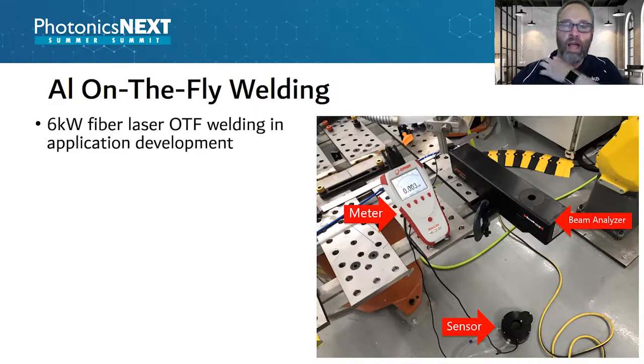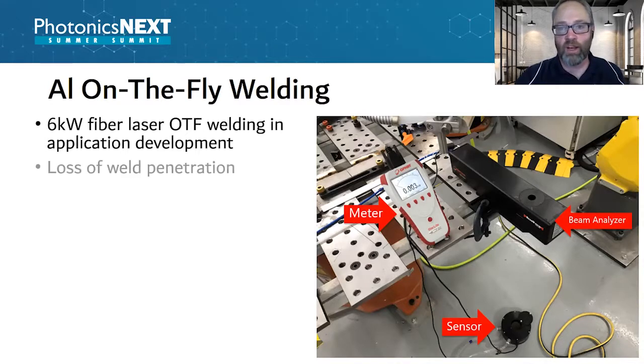This particular lab had a 6 kilowatt fiber laser that was doing on-the-fly welding. On-the-fly welding is, for lack of a better explanation, where the laser components are moving as it's welding. So it's not stopping and welding. It's actually moving, to save on the cycle time. So this was on-the-fly welding in an application development type setting.